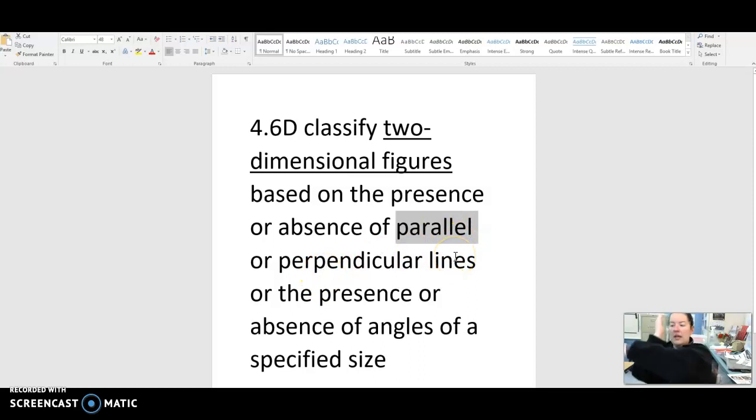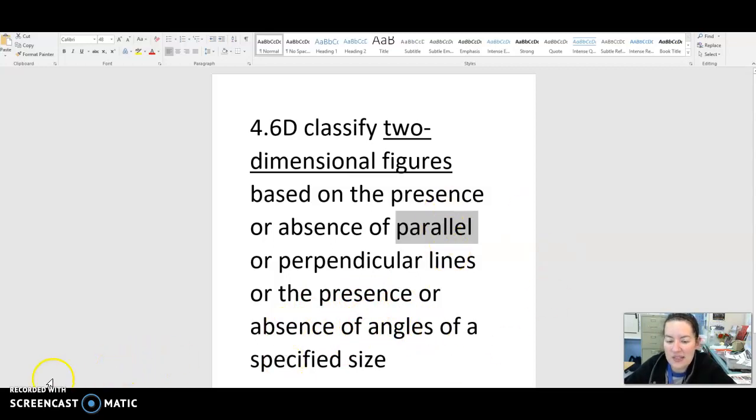Perpendicular lines, right, make a 90-degree angle, right? Could be like this. Anything that creates a 90-degree angle is perpendicular lines. So we're going to sort shapes based off of their lines, but we're also going to sort shapes based off what kind of angles they have. So their presence or absence of right angles or obtuse angles.